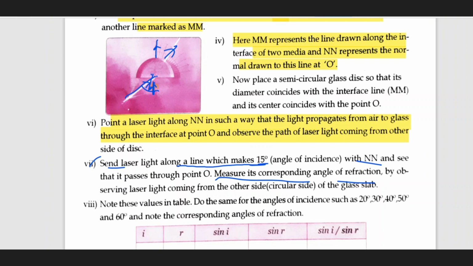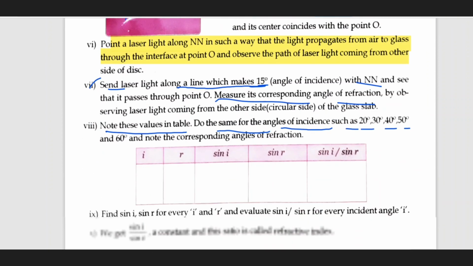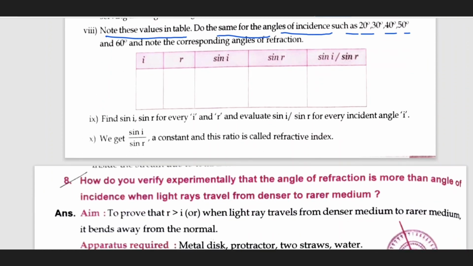Now note these values in the table and do the same for angles of incidence such as 20, 30, 40, 50 and 60, etc. So repeat the experiment with different angles of incidence such as 20, 30, 40, and note down the values in this table.